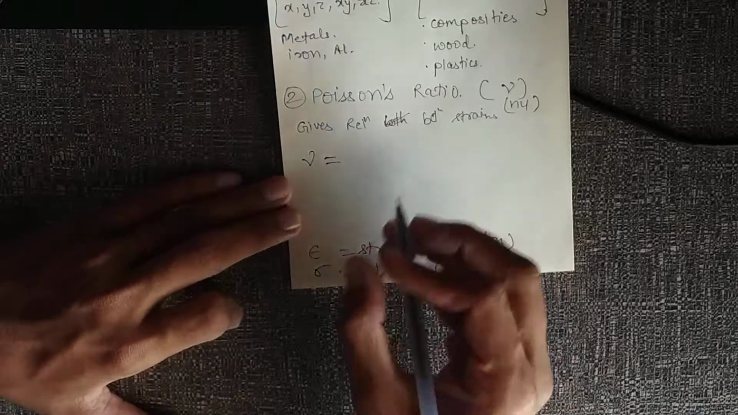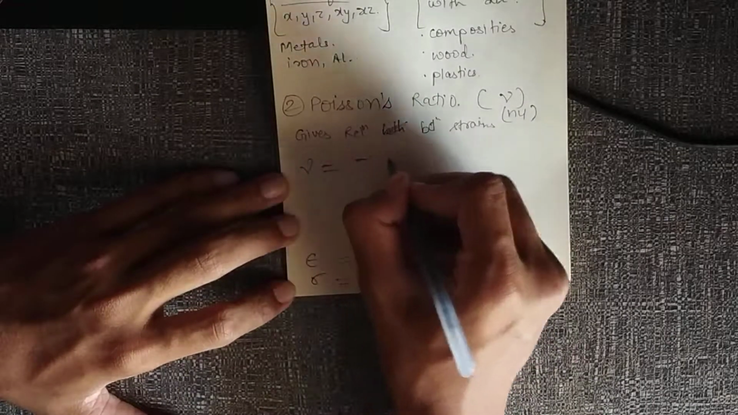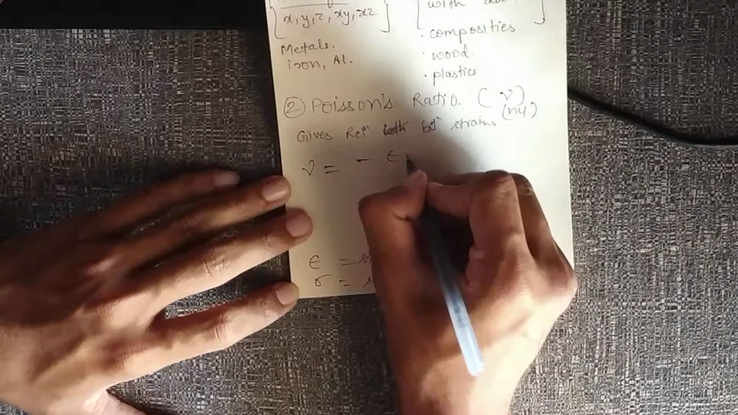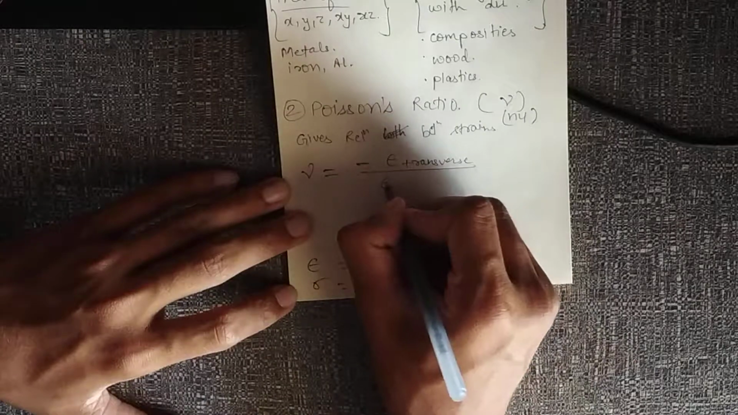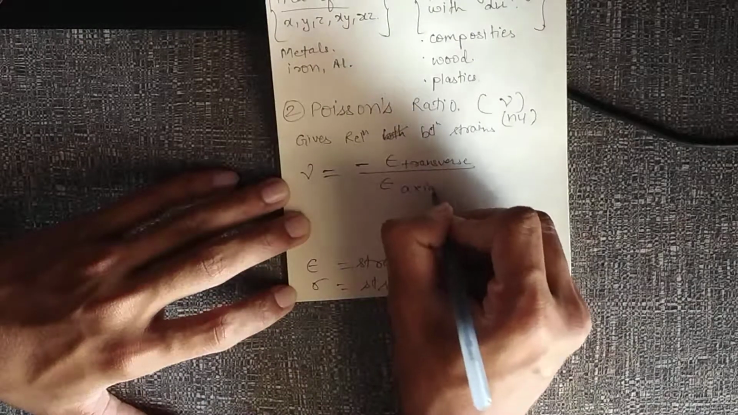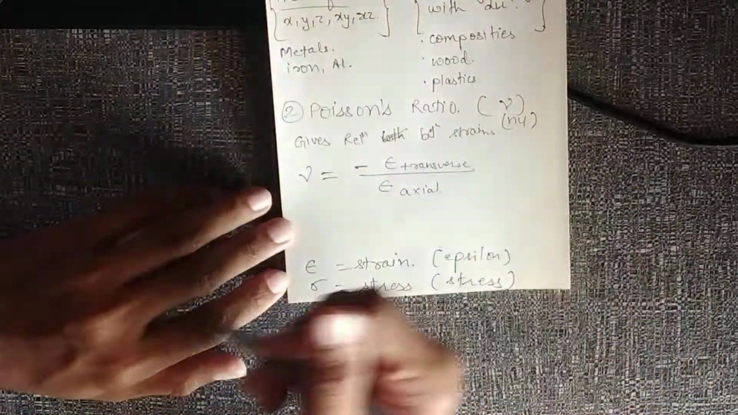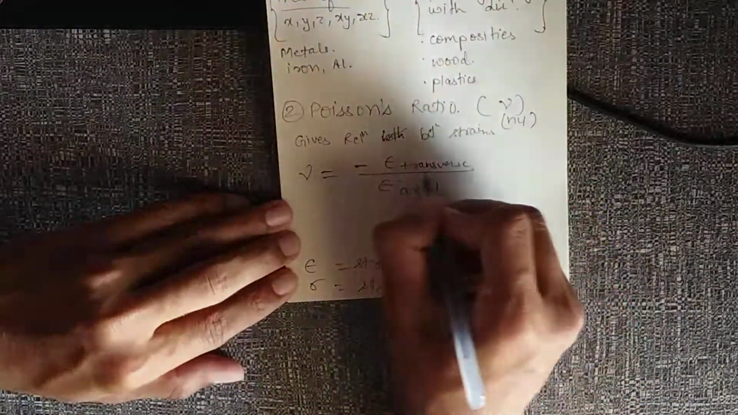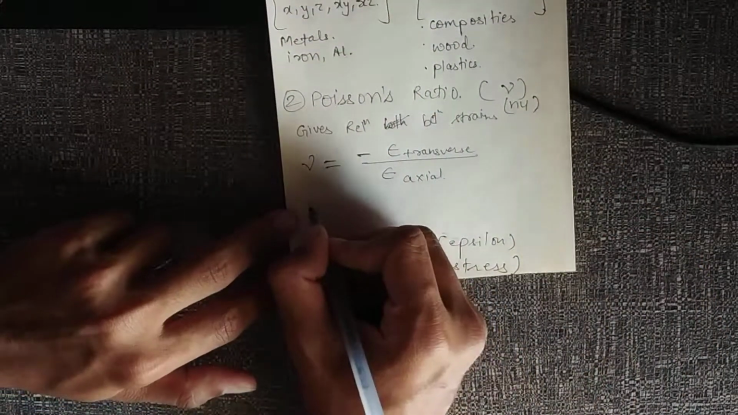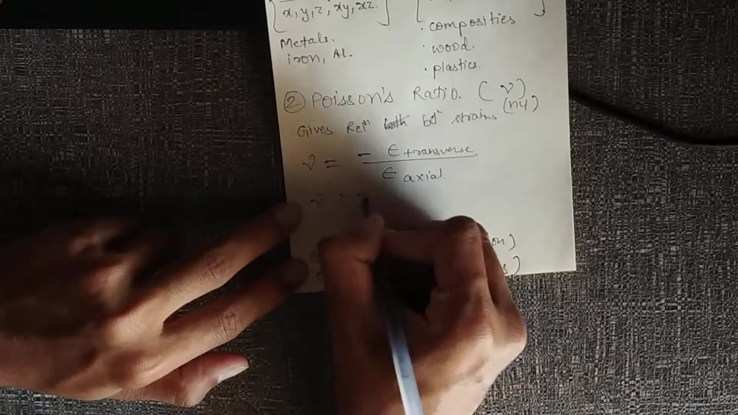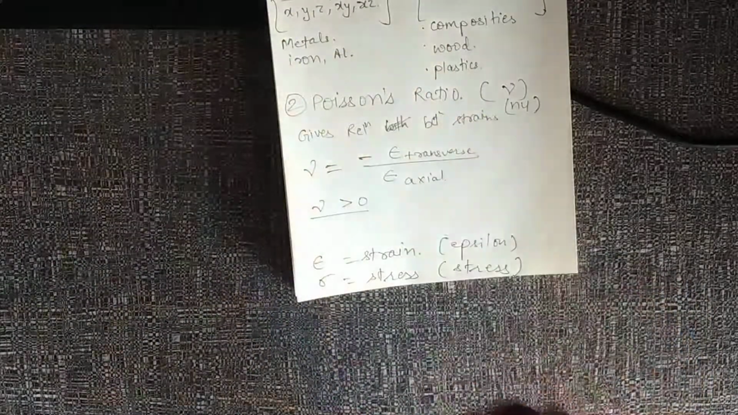Okay, so nu is given by the negative of the strain in the transverse direction divided by the strain in the axial direction. The axial direction is with respect to the axis on which the force or stress is applied, and the transverse direction is perpendicular to the axial direction. And Poisson's ratio is always greater than 0 for common materials. There are a few exceptions, but they are very rare.